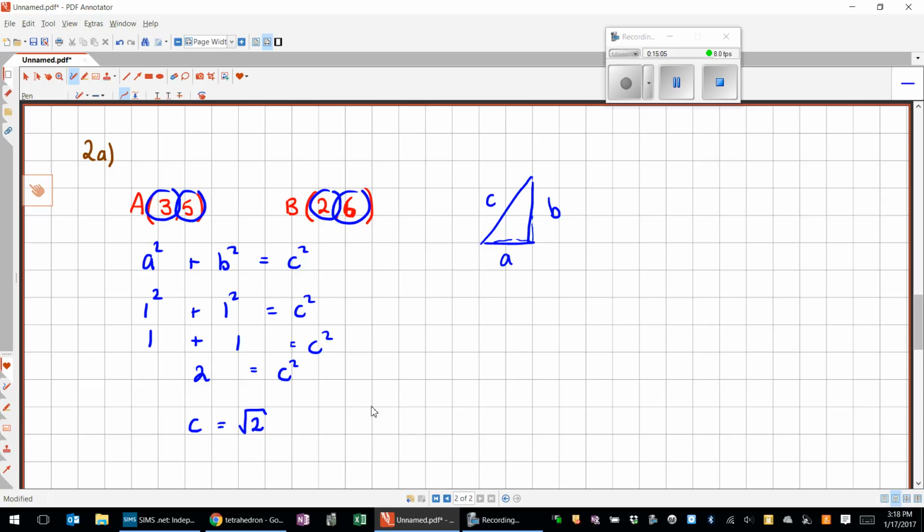Okay? What is the square root of 2? The answer in the back says 1.41. Okay, so if you do the square root of 2 on your calculator, you'll get 1.41.